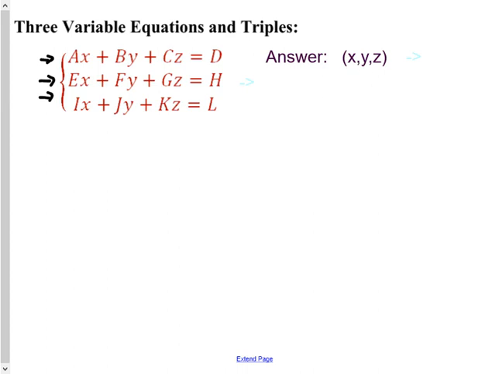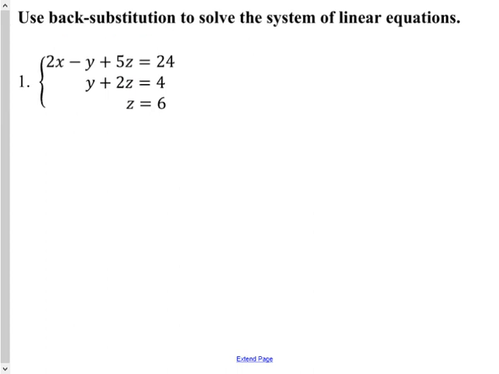And again, our answer now, instead of being an xy point, is an xyz point, so it is a point in three dimensions. It says use back substitution, also known as back sub, to solve the system of linear equations. So 2x minus y plus 5z is 24, y plus 2z is 4, and z is 6. We have this stair-step look to our equations here.